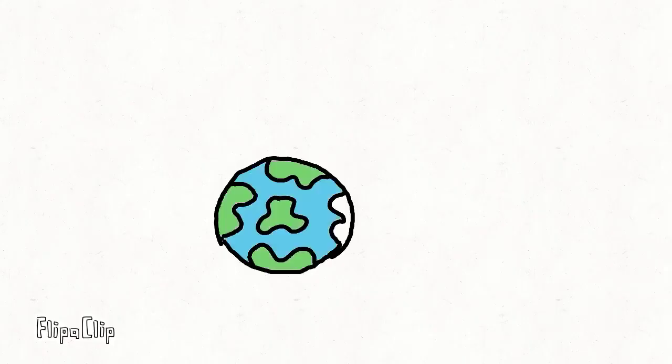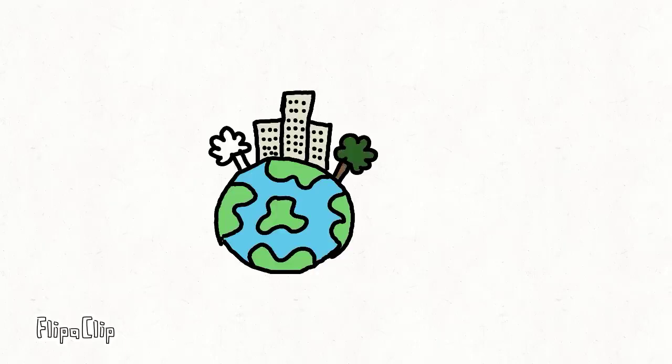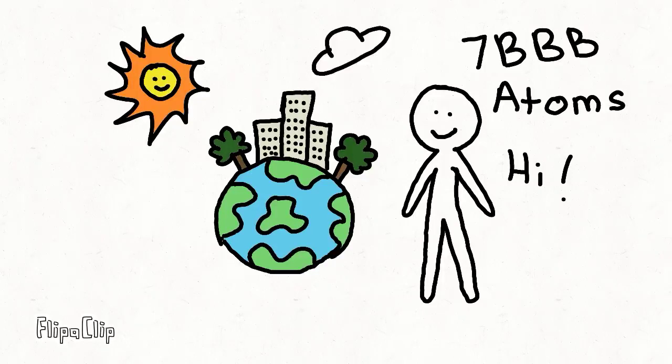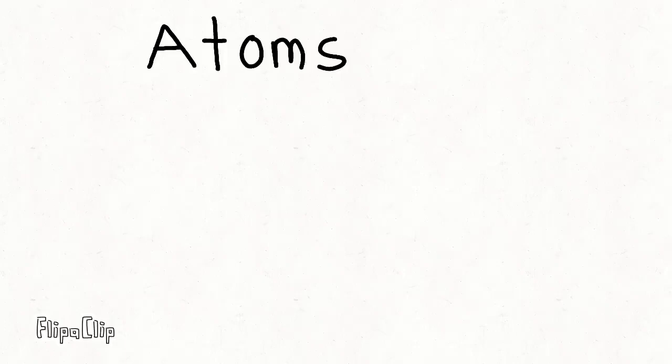Everything in the universe is made up of atoms. They are basically building blocks of all types of matter in the universe. For example, there are 7 billion atoms in your body. First, let's talk about what is an atom.